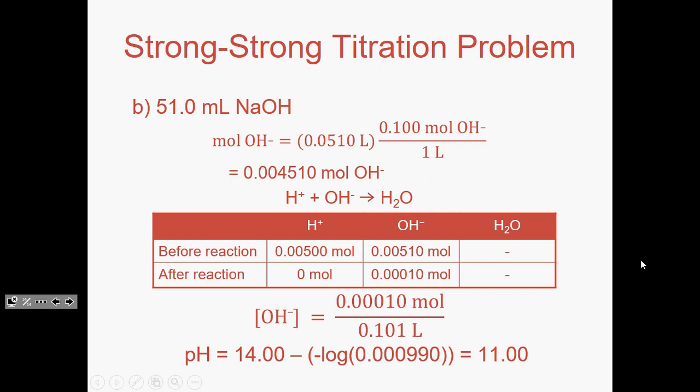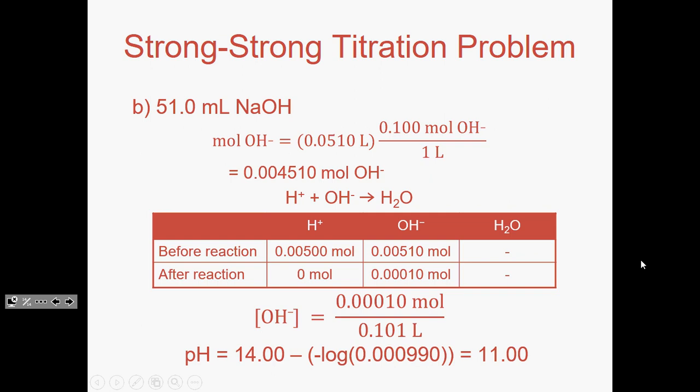Now notice OH minus is bigger than H plus. That's our dead giveaway. We're in the final region. We're past the equivalence point. So we have to subtract the H plus now from the OH minus to find out how much OH minus is left and divide it by the total volume. We had 50 and we had 51. That's 101 milliliters, which is 0.101 liters. And remember, this is OH minus.